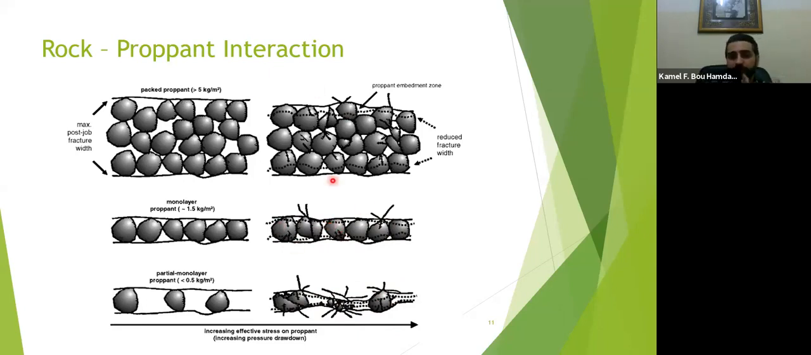What about the packed one? If you look at this here, you also have proppants breaking down. However, we still have some voids or pore spaces between the proppants. So if you're considering the increase in pressure in the fracture during production, of course, we are going to choose the packed proppants instead of monolayers or partial monolayers. So this one might still have a good permeability or good conductivity. However, the other cases might in the end have zero or very low conductivity.